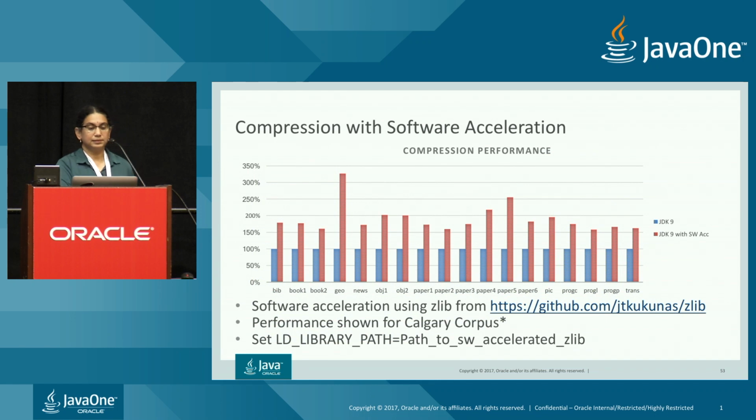This one shows the performance improvement through software acceleration. I used the open source zlib from the link given here. The performance shown is for the Calgary corpus data set, the compression portion. The only thing I had to do was get the source code, build the library, and set the LD_LIBRARY_PATH to the built library. And we can see 1.5x up to 3x gain in compression. So that was very encouraging.